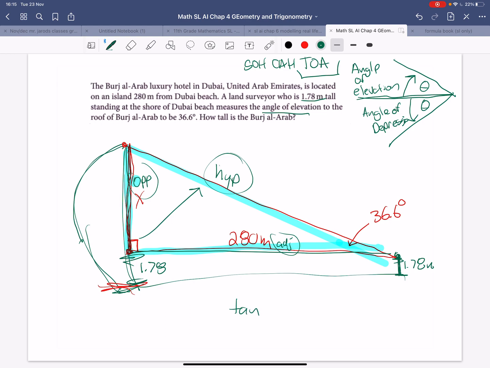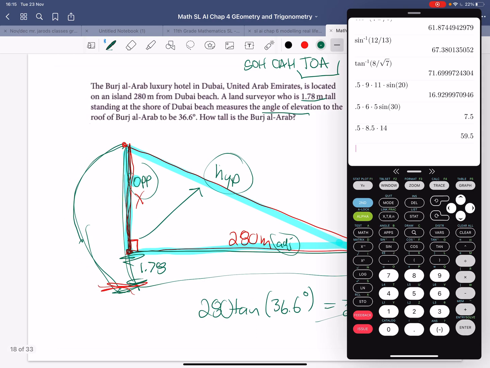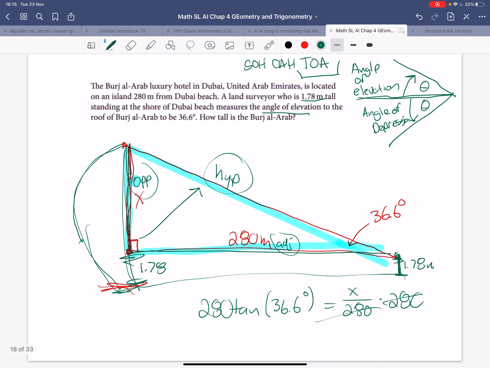So we say the tangent of 36.6 degrees equals the opposite, x, over the adjacent, 280. Isolate x, we multiply both sides by 280. Those are going to cancel out. We punch it into the calculator. 280 times the tangent of 36.6 degrees gets us 207.946. So 207.946 equals x. Now that's just this piece right here.